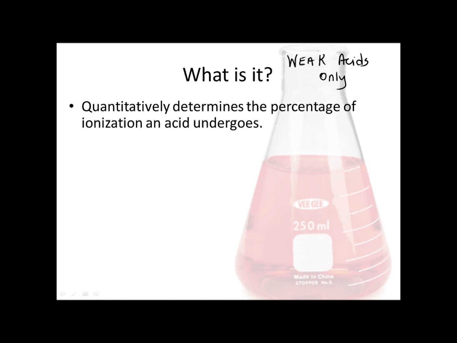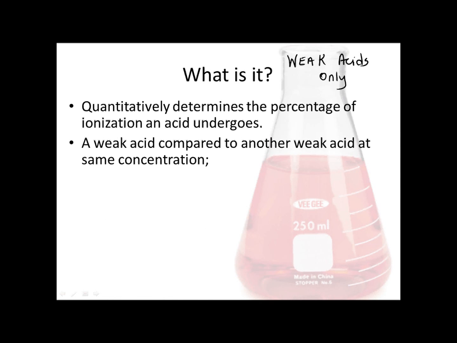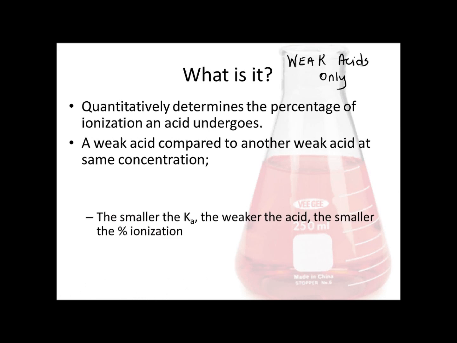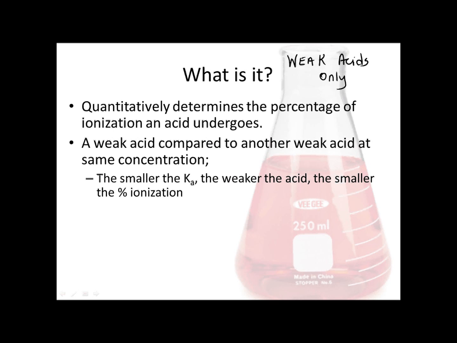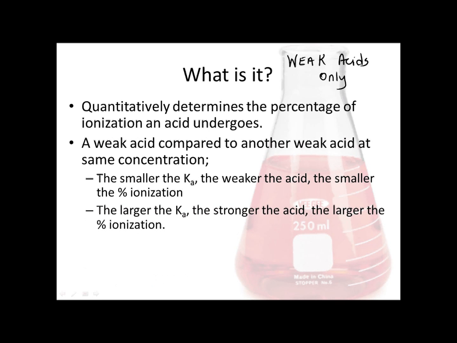What is it? It is a quantitative determination of the percentage of ionization an acid undergoes. In other words, what percent of hydronium ion forms from a particular acid. A weak acid compared to another weak acid at the same concentration will depend on the K. The smaller the K value, the weaker the acid, the smaller the percent ionization, because of course the smaller the K means less products. The larger the K, the stronger the acid, the larger the percent ionization, because a large K means lots of products.